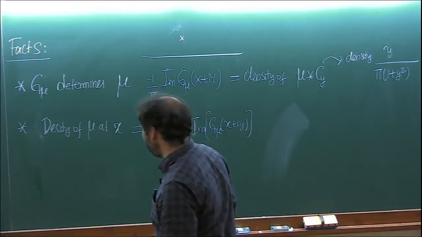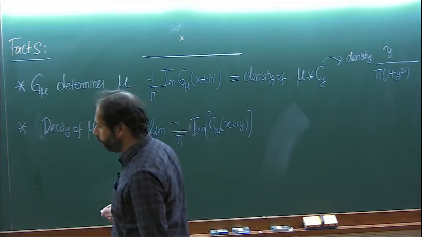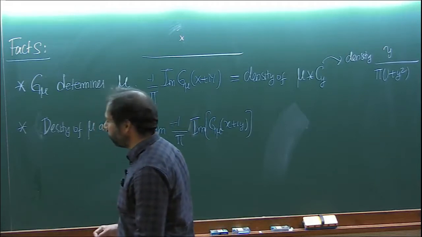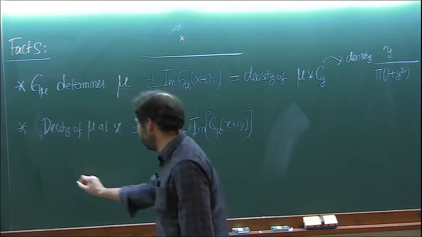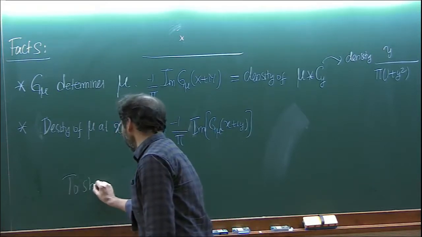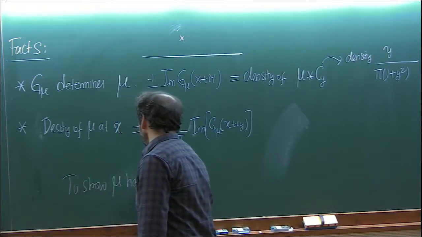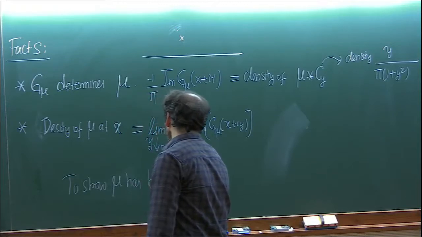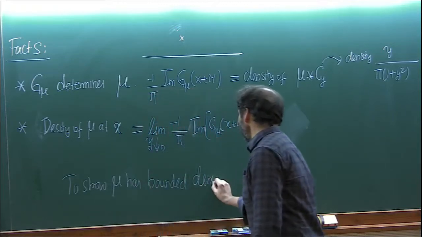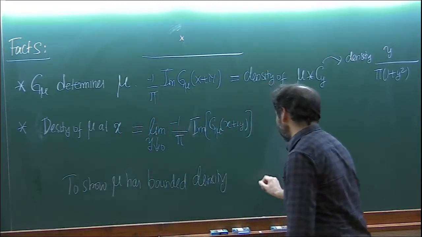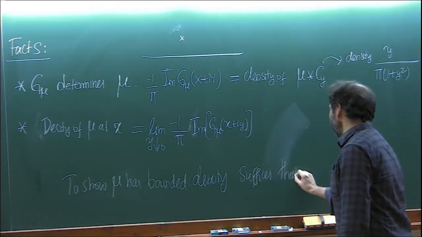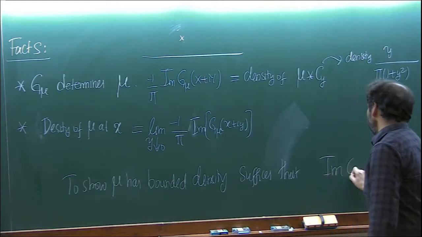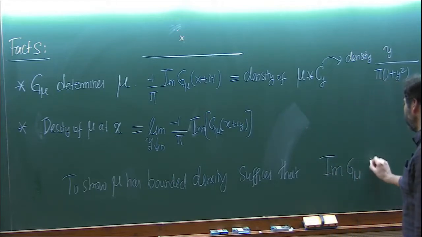So all that we need to show is this: if you want to show that mu has a bounded density, it suffices to show that the imaginary part of G_mu is bounded in the upper half plane.